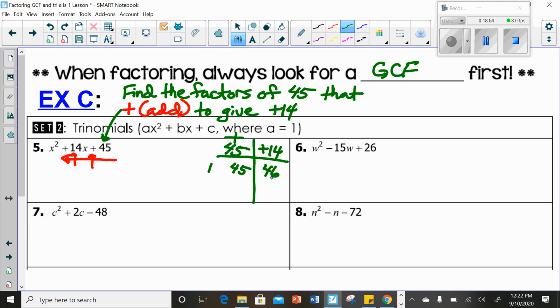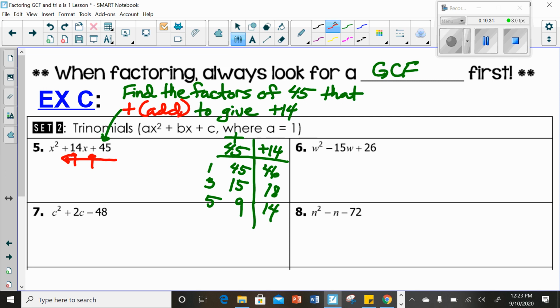The next number after 1 is 2. 2 does not divide into 45. Next number is 3. 3 goes into 45 15 times. If you add those together, you get 18. Still not what we're looking for. The next number after 3 is 4. 4 does not divide in there. Next number is 5. 5 goes into 45 9 times. And then if you add those together, you get 14. And that's what we're looking for. So we found the 2 factors of 45 that add to give us 14.